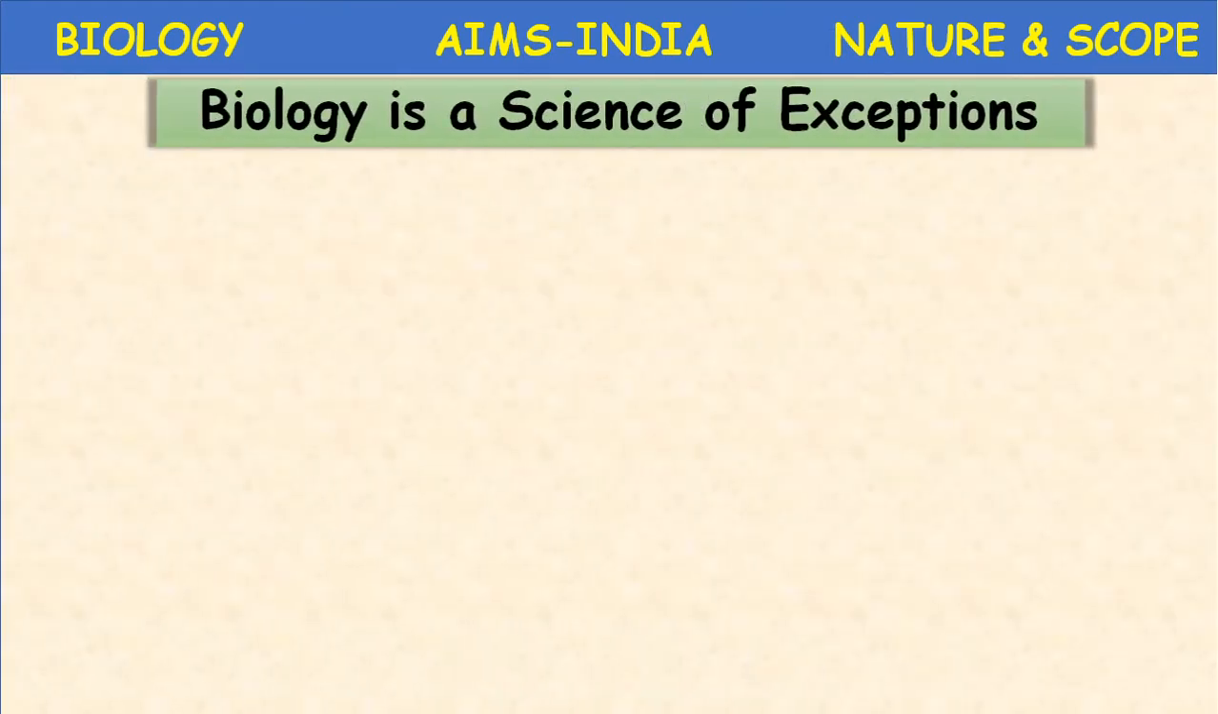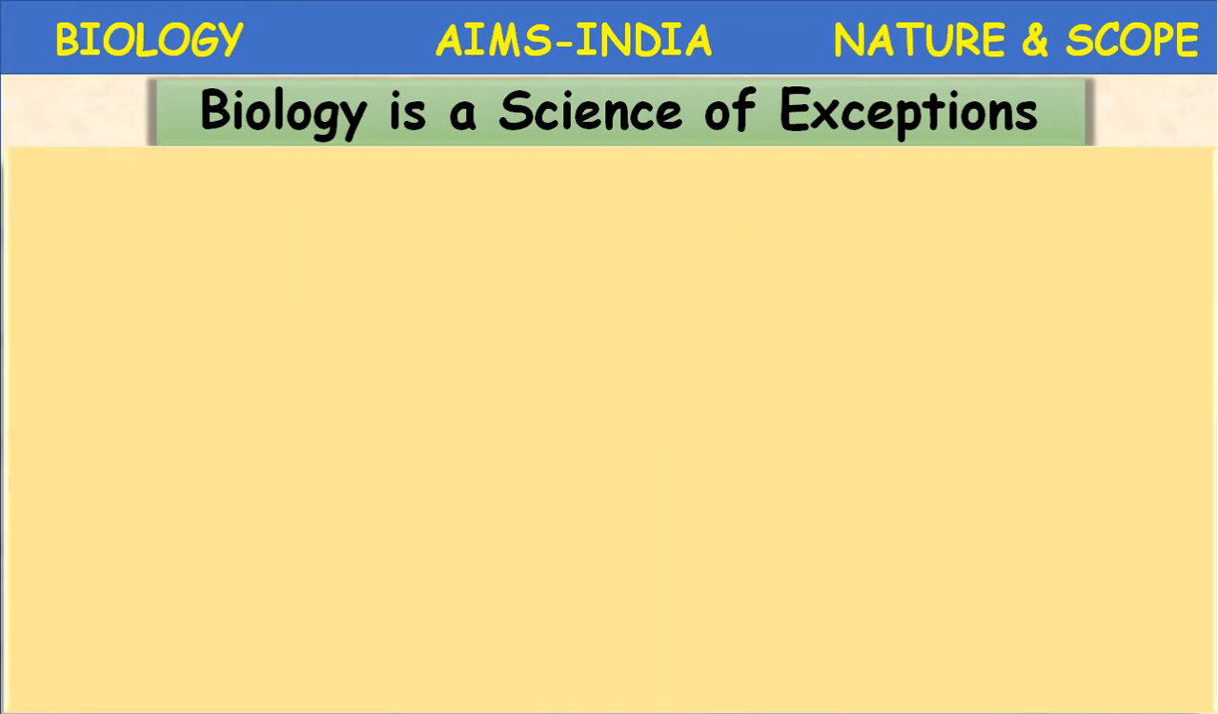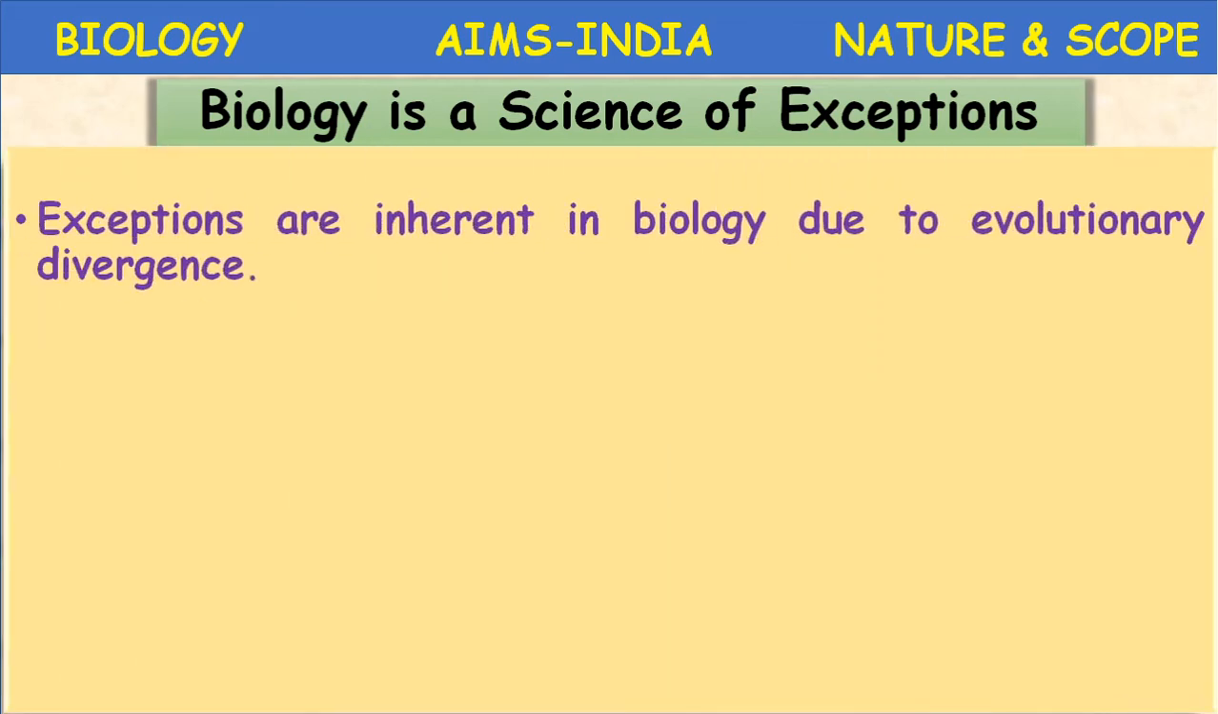Biology is a science of exceptions because every branch has its own exceptions. So biology is exceptionally an important branch of science. The exceptions are inherent in biology due to evolutionary divergence. Okay, the exceptions are inherent in biology due to evolutionary divergence.